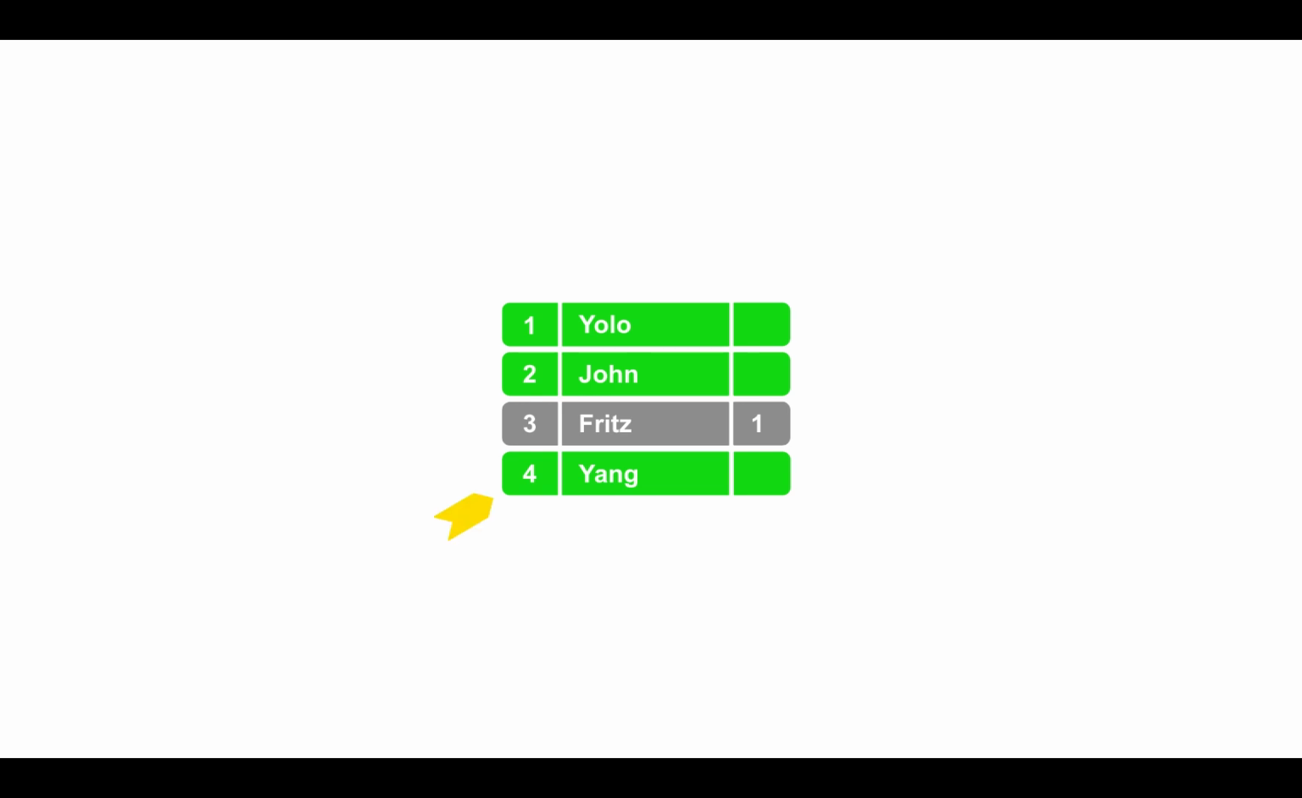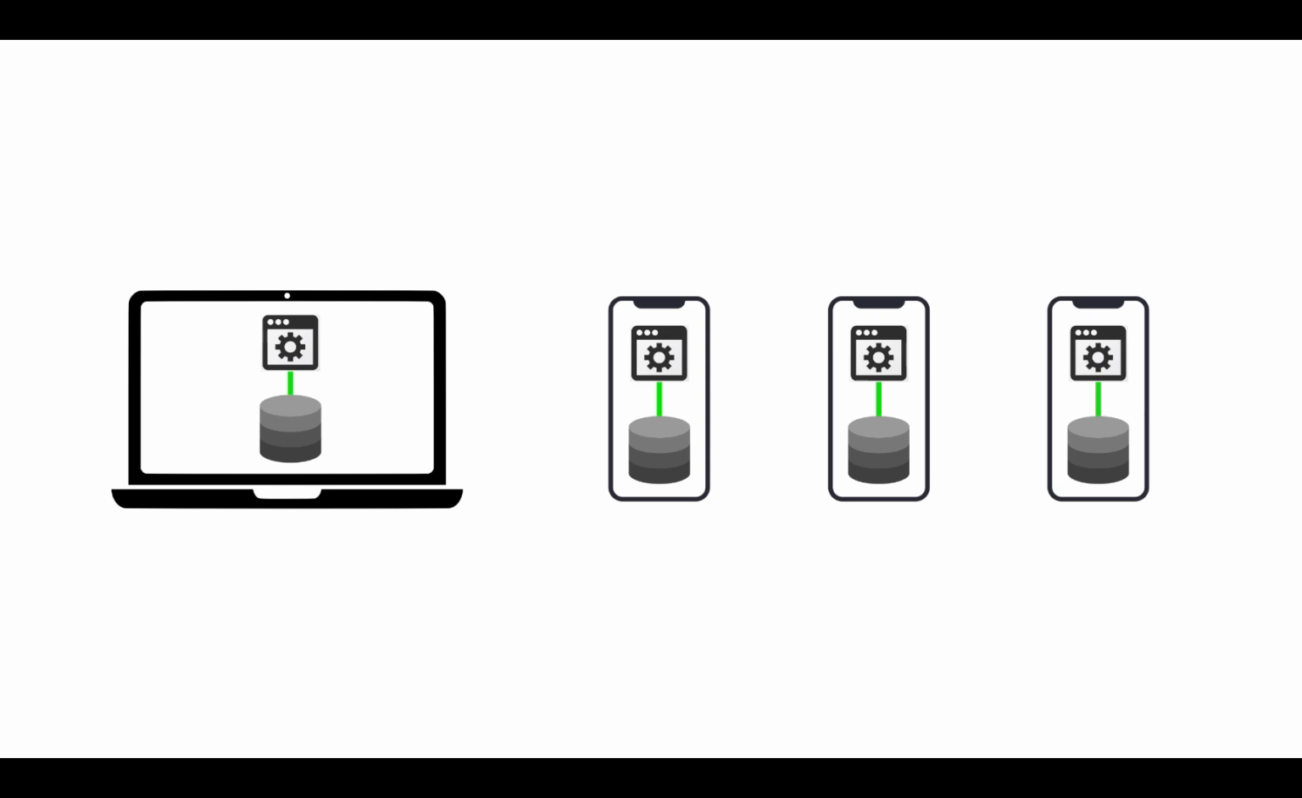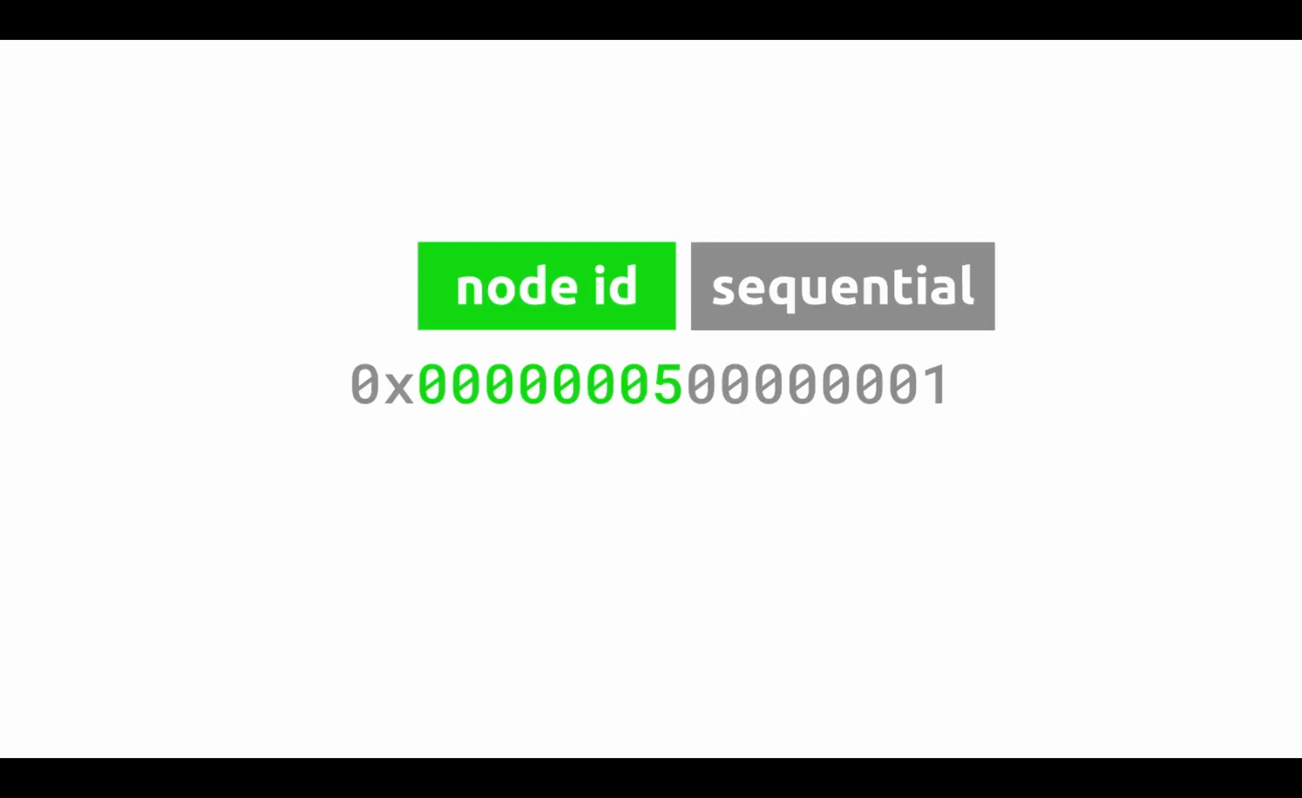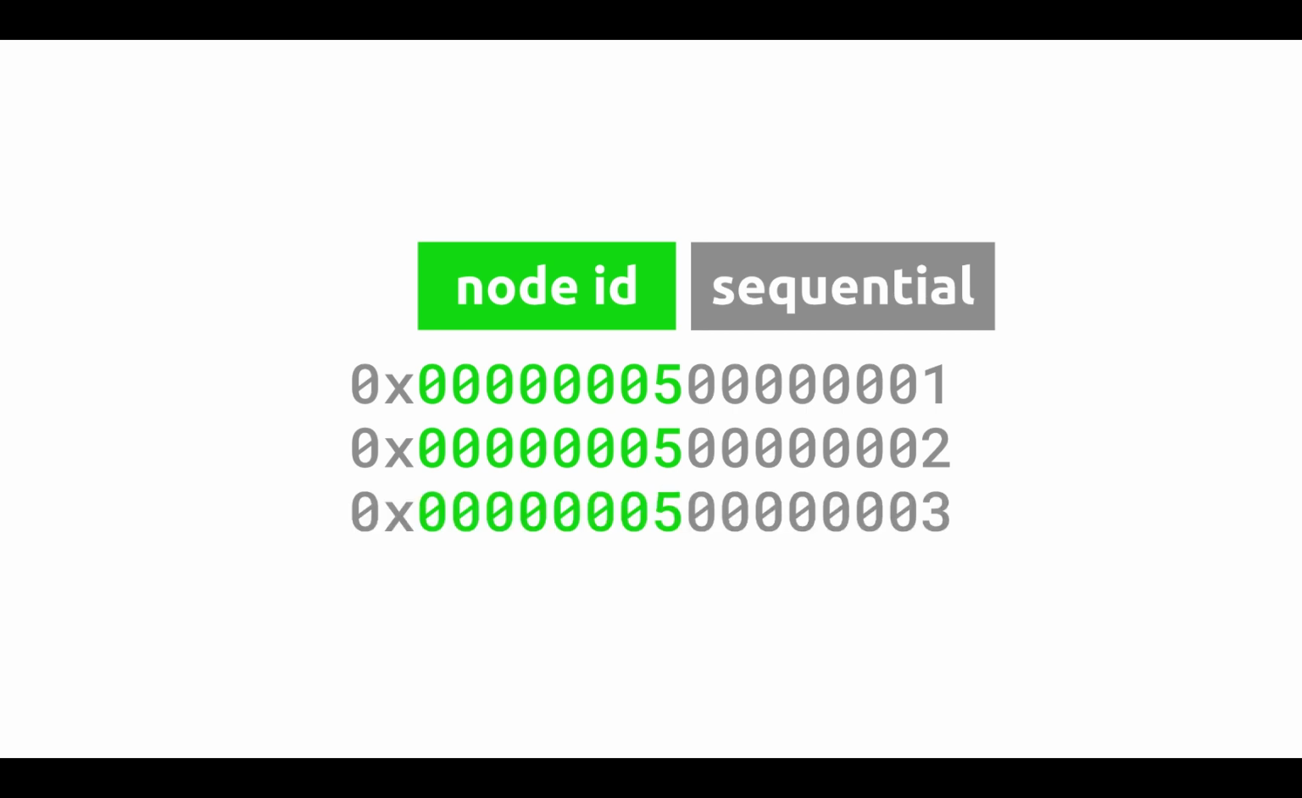Now let's talk about conflicts. Nodes can insert rows on tables simultaneously, even when offline. If they insert rows with the same row ID, then we have a conflict, and only one of the insertions will end up in the synchronized database. To avoid conflicts on row IDs, LiteSync uses a different numbering method, composed of the node ID and a sequential part. This is better viewed in hex format.